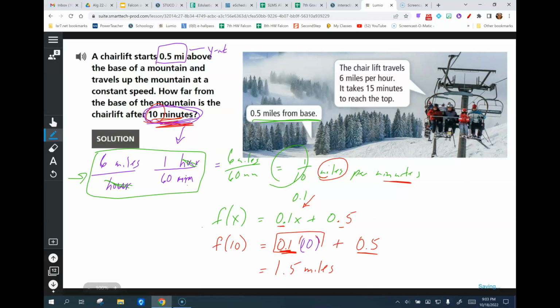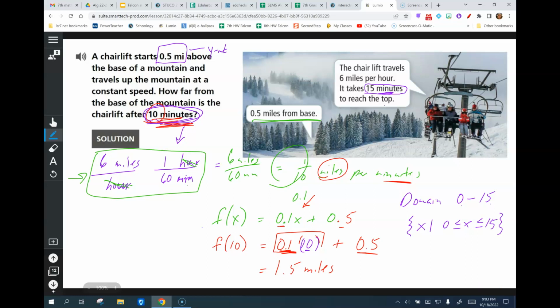But another thing we need to pay attention to is that it says that it takes 15 minutes to get up to the top. If I'm talking about minutes, that is going to be my domain. So let's look at our domain here for a second. Our domain would go from 0 minutes to 15 minutes. Now, we only wanted to find out what would happen at 10 minutes, but if we wanted to look at our domain, it goes from 0 to 15 because we're then at the top. And the way that we would write that in set notation is a set bracket, x, such that 0 is less than or equal to x, which is less than or equal to 15. That's what our set notation would look like.